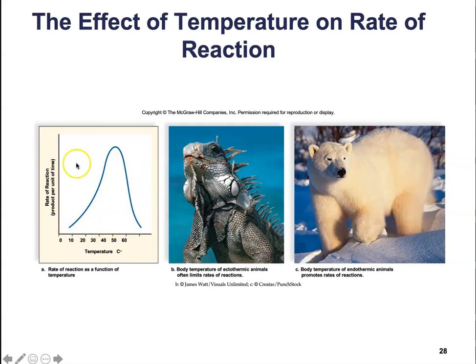So when you do your experiment, or when I do the demo, or when we watch the video illustrating the effect of temperature on the reaction, and you draw a graph, you'll probably see a graph pretty similar to that, where the rate of reaction increases and then drops off.